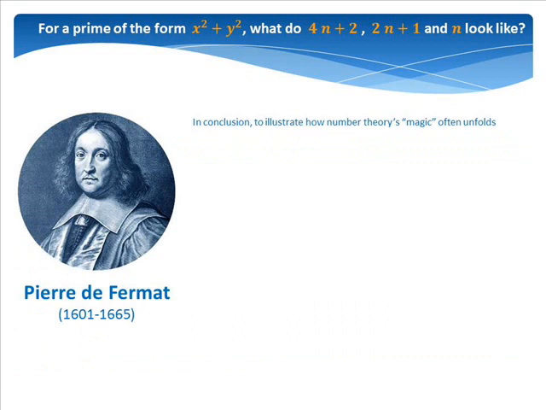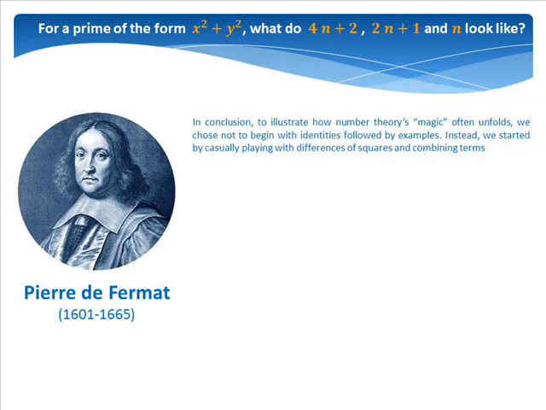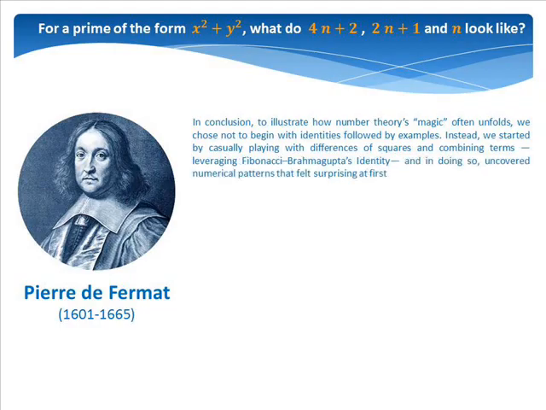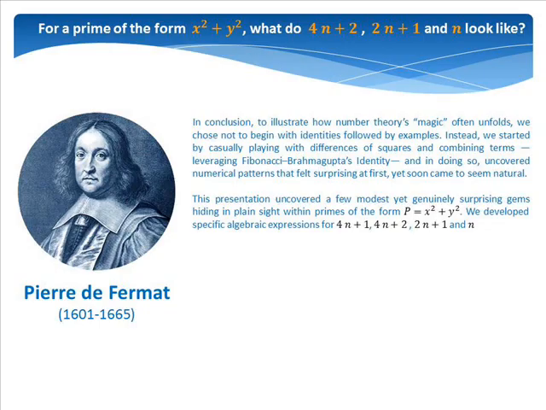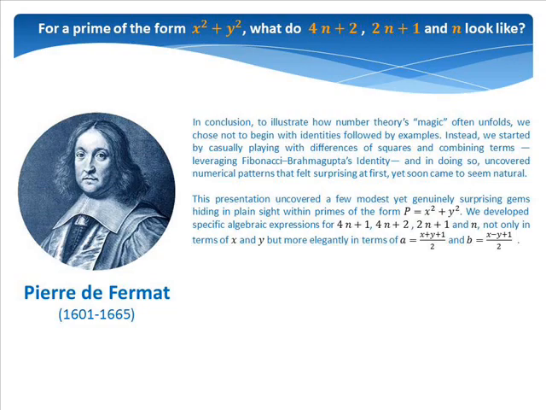In conclusion, to illustrate how number theory's magic often unfolds, we chose not to begin with identities followed by examples. Instead, we started by casually playing with differences of squares and combining terms, leveraging the Fibonacci-Brahmagupta identity, and in doing so uncovered numerical patterns that felt surprising at first, yet soon came to seem natural. This presentation uncovered a few modest yet genuinely surprising gems hiding in plain sight within primes of the form x squared plus y squared. We developed specific algebraic expressions for 4n plus 1, 4n plus 2, 2n plus 1, and n, not only in terms of x and y, but more elegantly in terms of a and b.